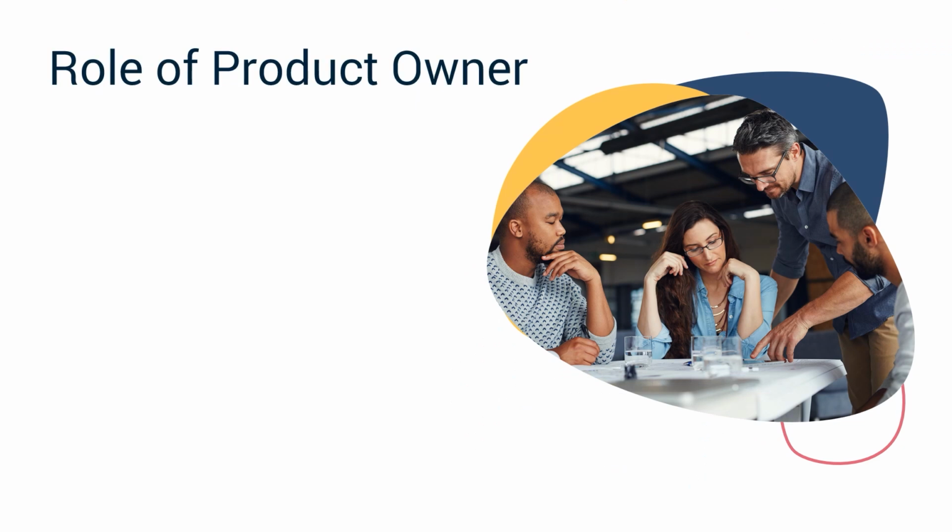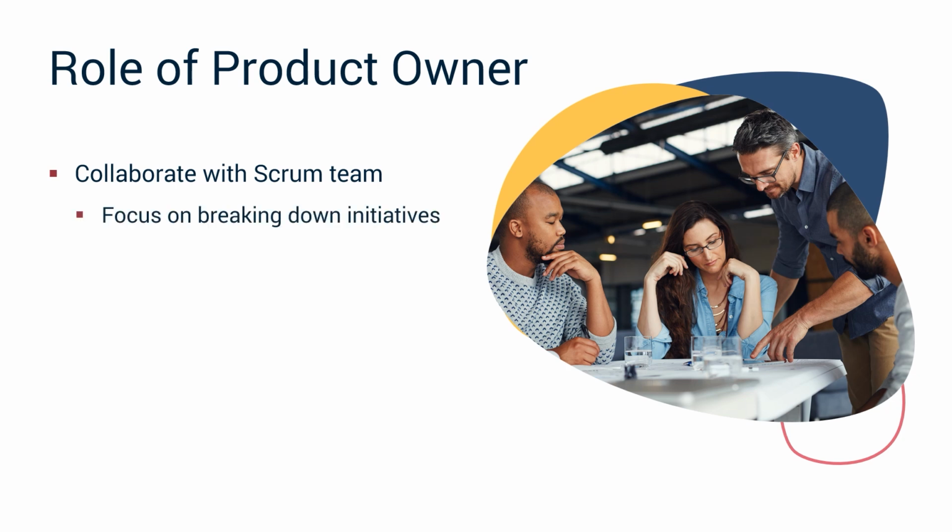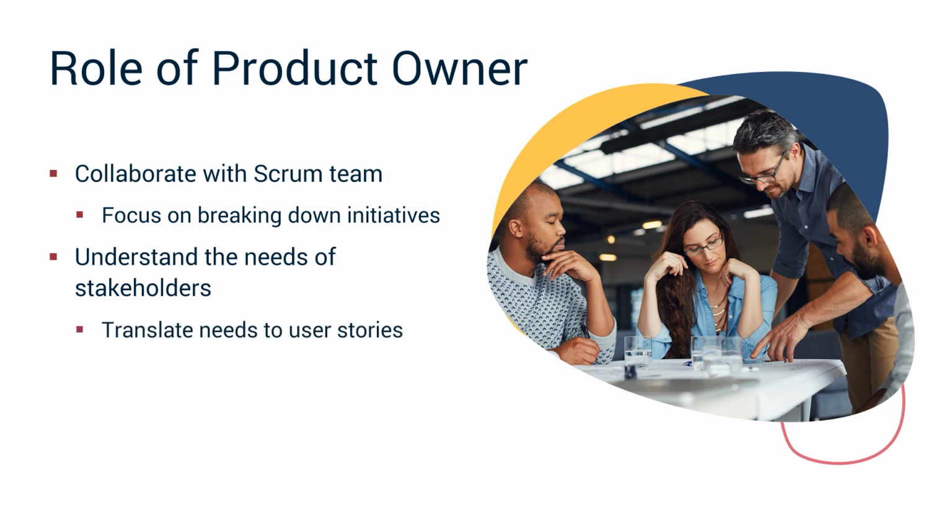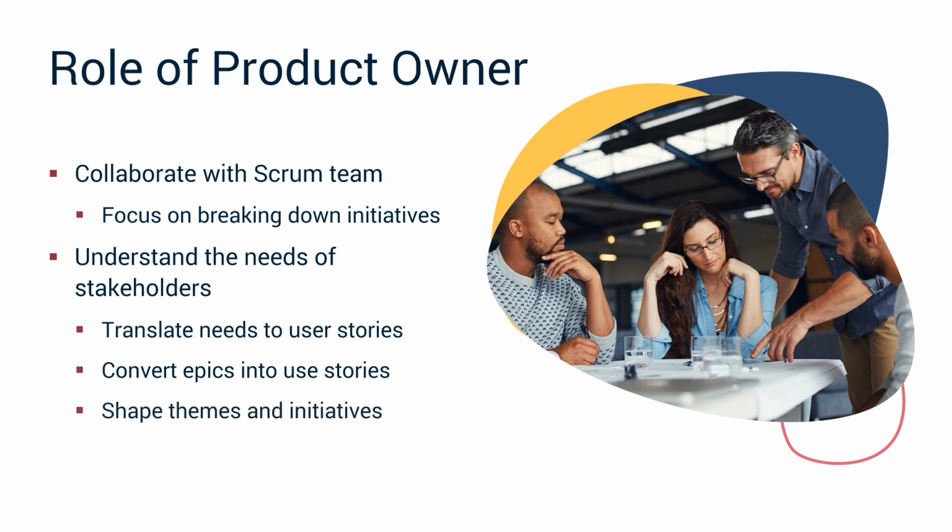Next, let's learn about the product owner's role in breaking down requirements. The product owner collaborates with the Scrum team, focusing on breaking down initiatives into smaller tasks, like epics or user stories. They understand the needs of stakeholders, including sponsors and users, and translate them into user stories for the DevOps team. The product owner typically helps convert epics into user stories and may be involved from the beginning, helping shape themes and initiatives. Scenarios play a key role by providing context, helping the DevOps team understand how a feature benefits users and ensuring they build valuable, user-focused features.